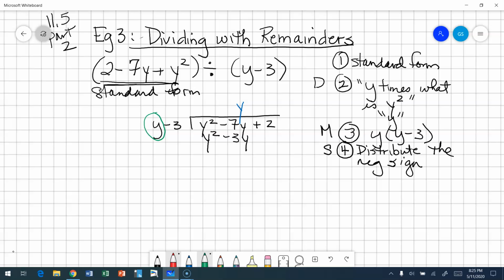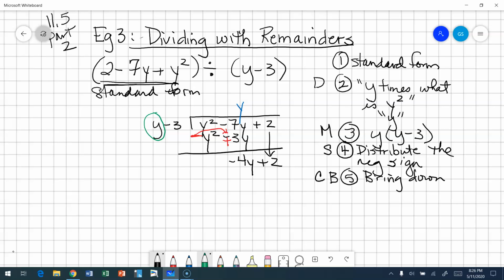Okay, so I'm going to subtract, which means I have a negative y squared. A negative times a negative is a positive. All right, a negative 7y and a positive 3y is a negative 4y. Y squared minus y squared is 0. Our next step is to check. Do I have any y squared? Nope. Took out as many as possible, and bring down. So we're going to bring down that positive 2 and we're going to start all over again.